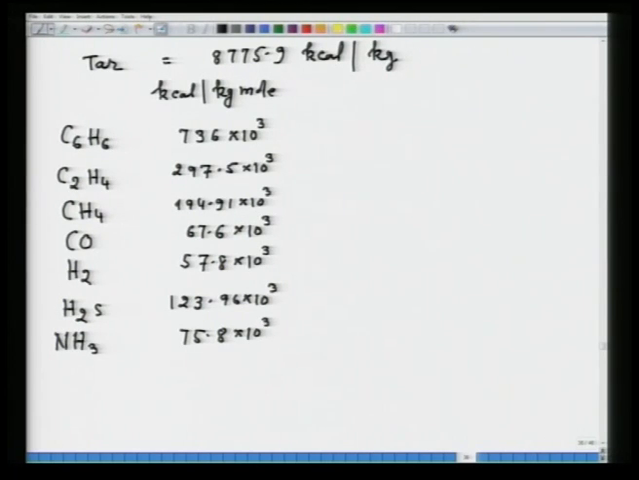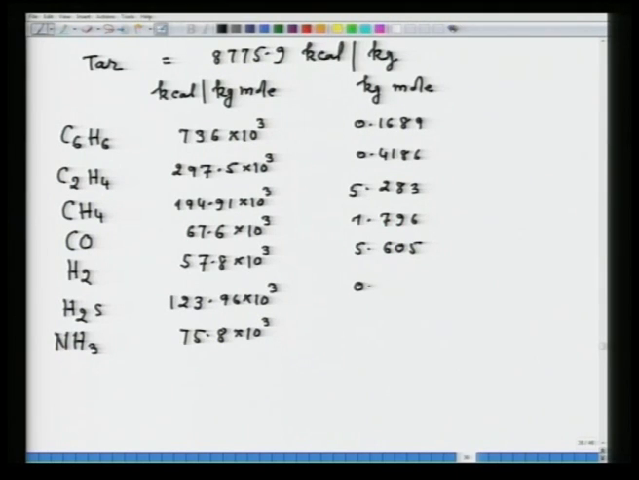Now, what do I have to do? I have to multiply by their respective kg moles. So, here if I write kg mole, then C6H6 is 0.1689, 0.4186, 5.283, 1.796, hydrogen 5.605, 0.3225 and here it is 0.199. So, I have to now multiply these values with these to get the kilocalorie. If I do all, then I will be getting the calorific value of coke oven gas.